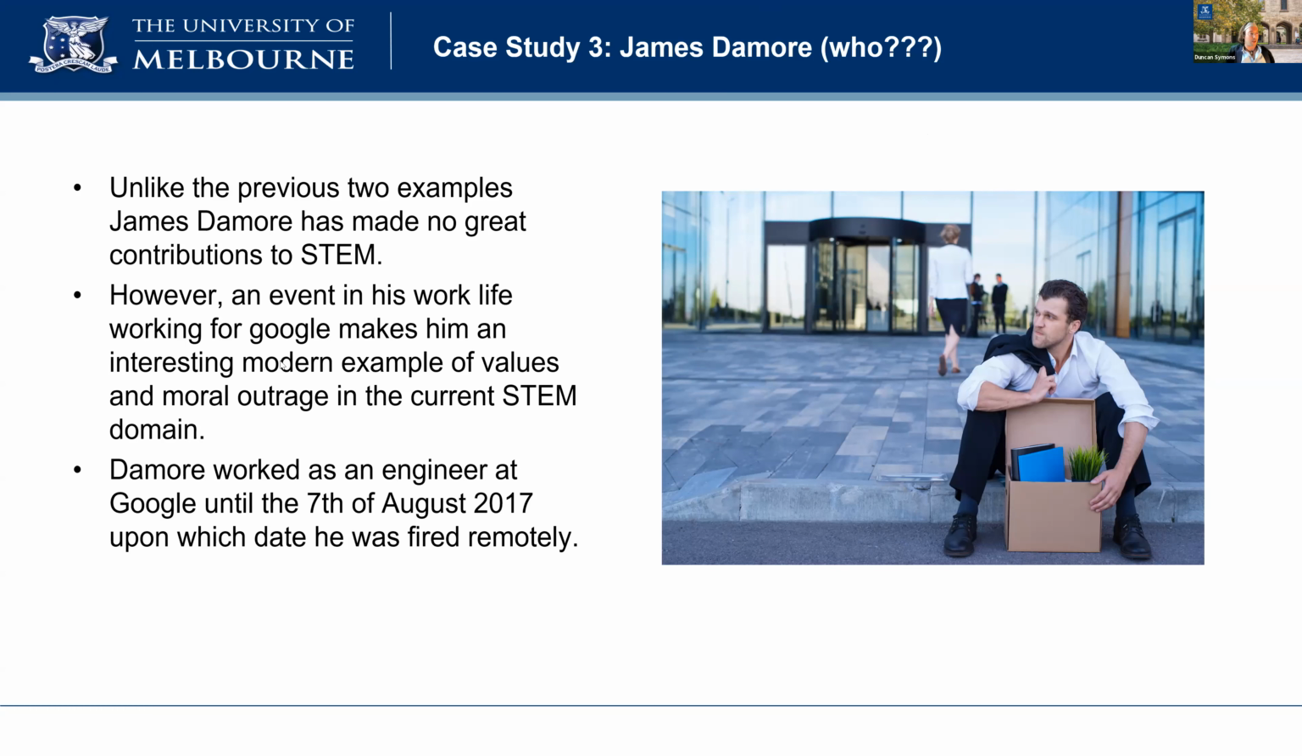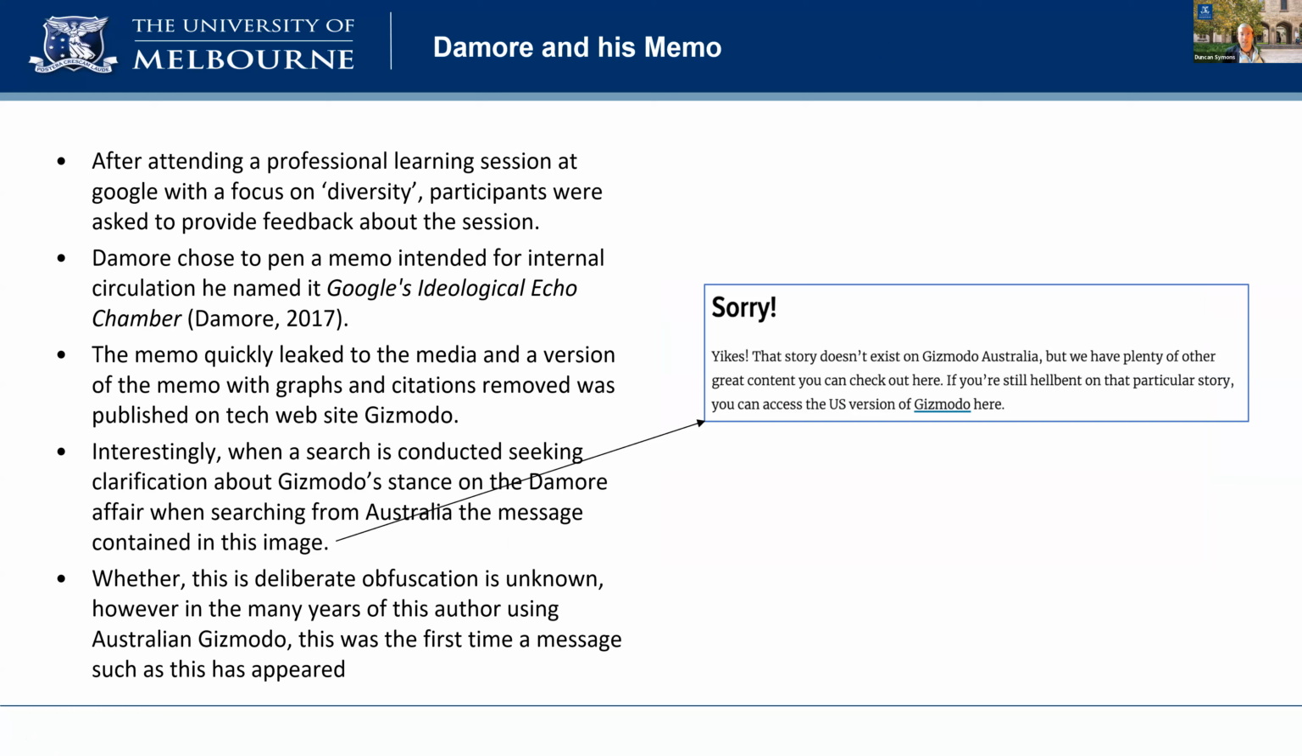However, there was an event in his work life working for Google that makes him interesting as a modern example of values and moral outrage in the STEM domain. So James Damore worked as an engineer at Google until the 7th of August 2017, upon which date he was fired remotely. The reason he was basically fired was that he, along with colleagues, had been sent to a professional learning session on diversity, which in my view is a very important thing to do. But they were also asked to provide feedback about the session.